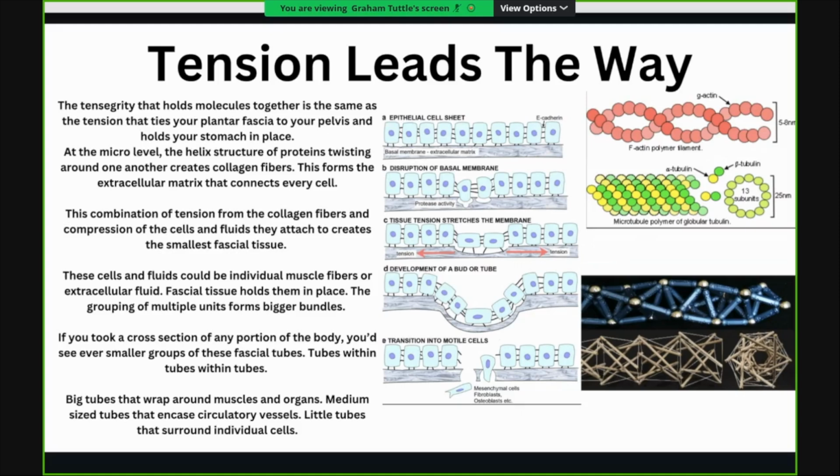And so again, if you were to take a cross section in any portion of the body, you would see ever smaller groups of these fascial tubes, and the tubes and the tubes. And by tubes, I mean if you cut a wire in half and you look sideways, it looks like a bunch of cylinders. It's the tubes because the fascia is encasing a thing. It's wrapped around it.